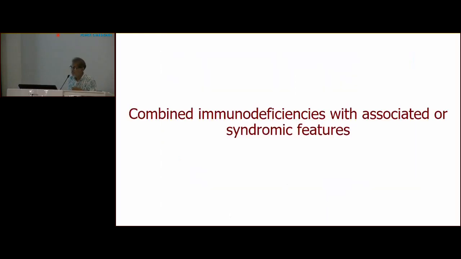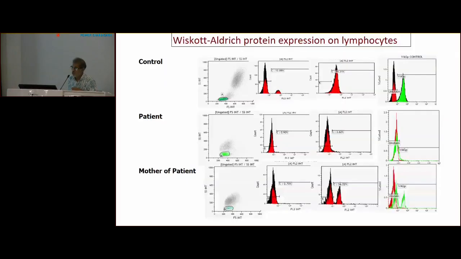In combined immunodeficiency with associated or syndromic features, this is a child with Wiskott-Aldrich syndrome. So you've gated the lymphocytes. These are the monocytes. These are the neutrophils. And as you can see from the overlay here, there is a nice expression of WAS protein on lymphocytes in this control. In the patient, it is entirely absent.